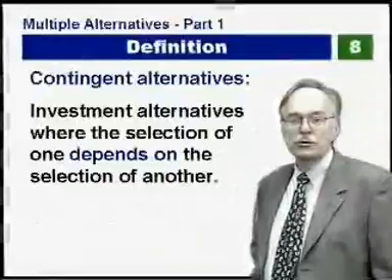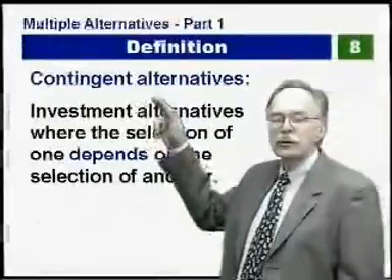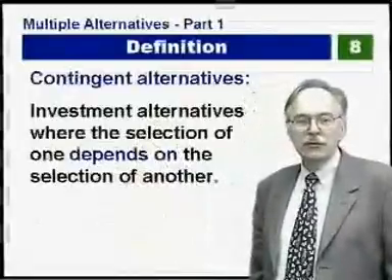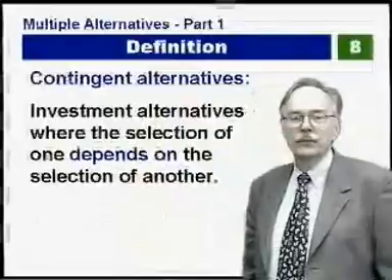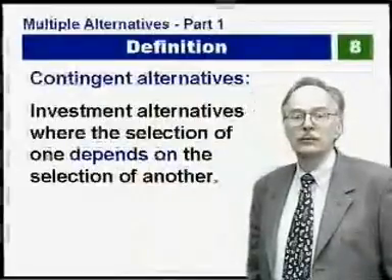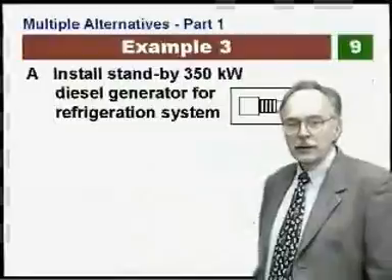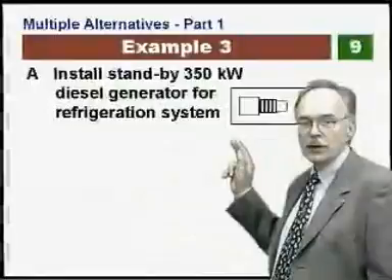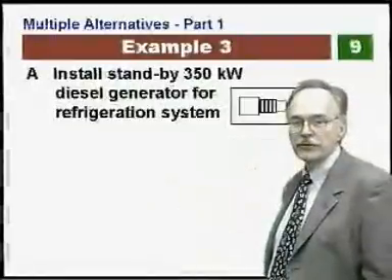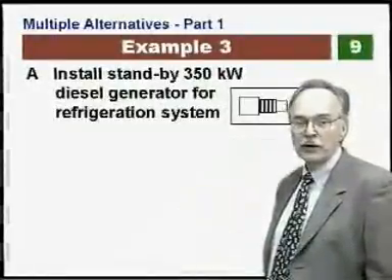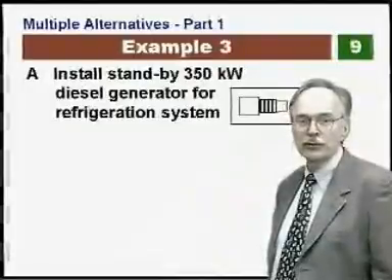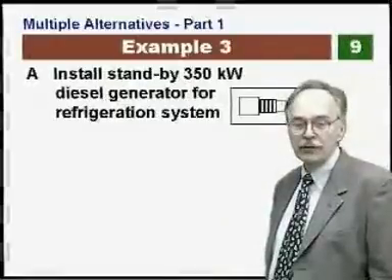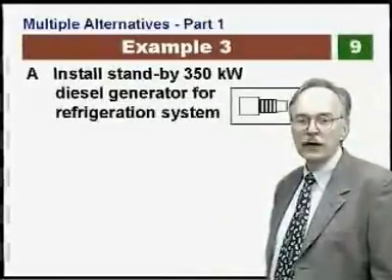Let's continue with our definitions and talk about contingent alternatives. We say investment alternatives are contingent when the selection of one depends on the selection of another. So let's look at an example where this might apply. Let's think about installing a standby diesel generator for a refrigeration system where the capacity of the generator is 350 kilowatts. The motivation there is to provide power in case there's a storm that knocks out the power system, or in case the demand on the power system is so heavy that there's a brownout, which might damage your factory equipment.